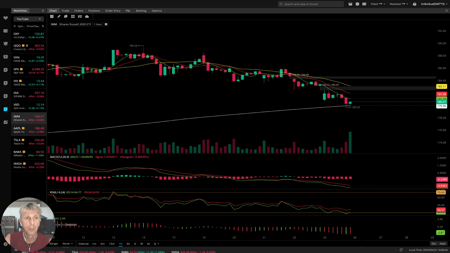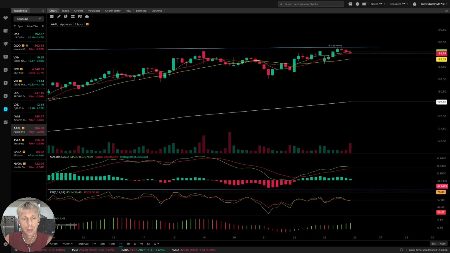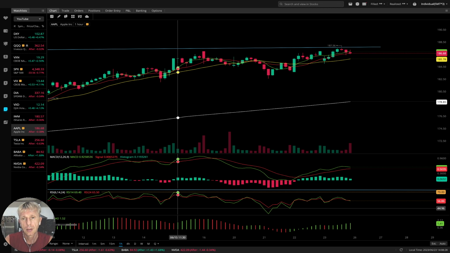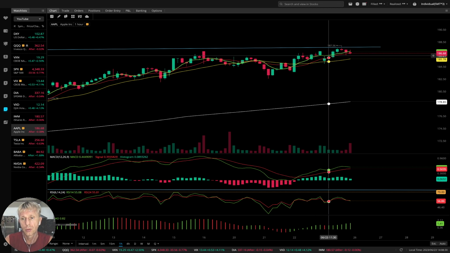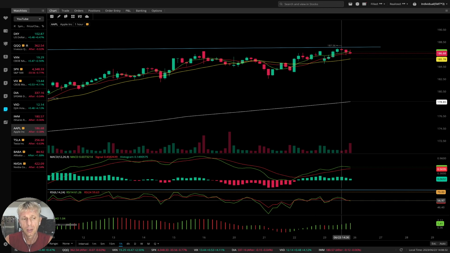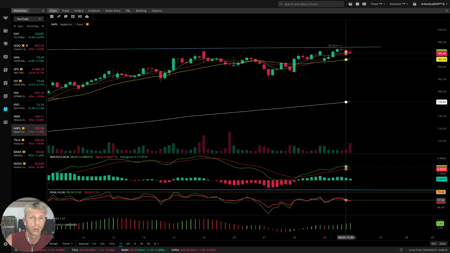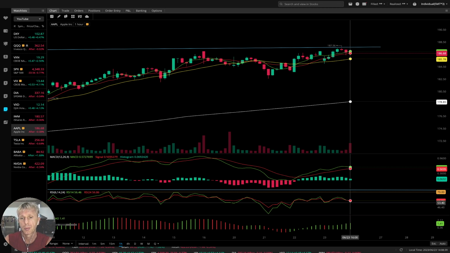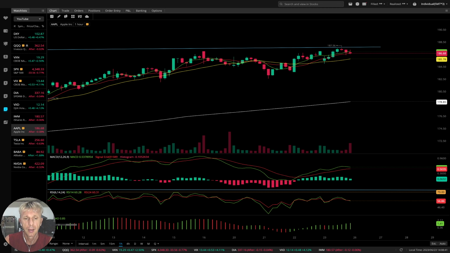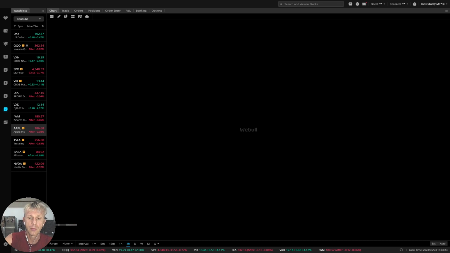Let's move to Apple. Let's start Apple 1 hour time frame. Bullish on all indicators, RSI did bearish crossover, but generally it is bullish on all indicators except RSI. Let's move to 4 hours time frame.